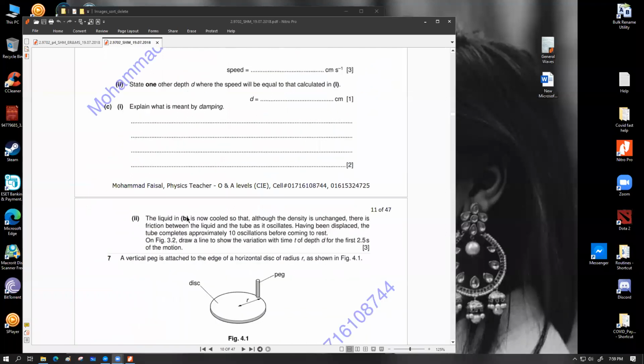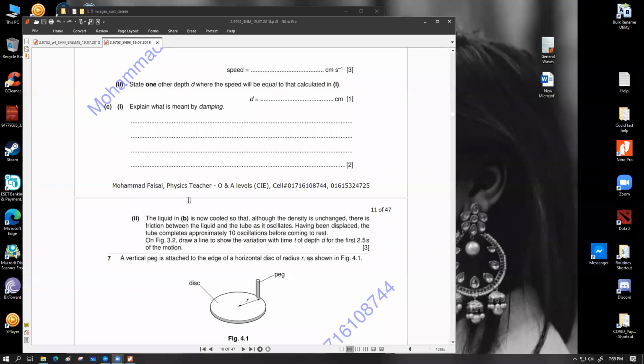The liquid in B is now cooled so that although the density is unchanged, there is friction between the liquid and the tube as it oscillates. Having been displaced, the tube completes approximately 10 oscillations before coming to rest. On figure 3.2, draw a line to show the variation with time t of the depth d for the first 2.5 seconds of the motion. So you are expected to show some damping effect over here.